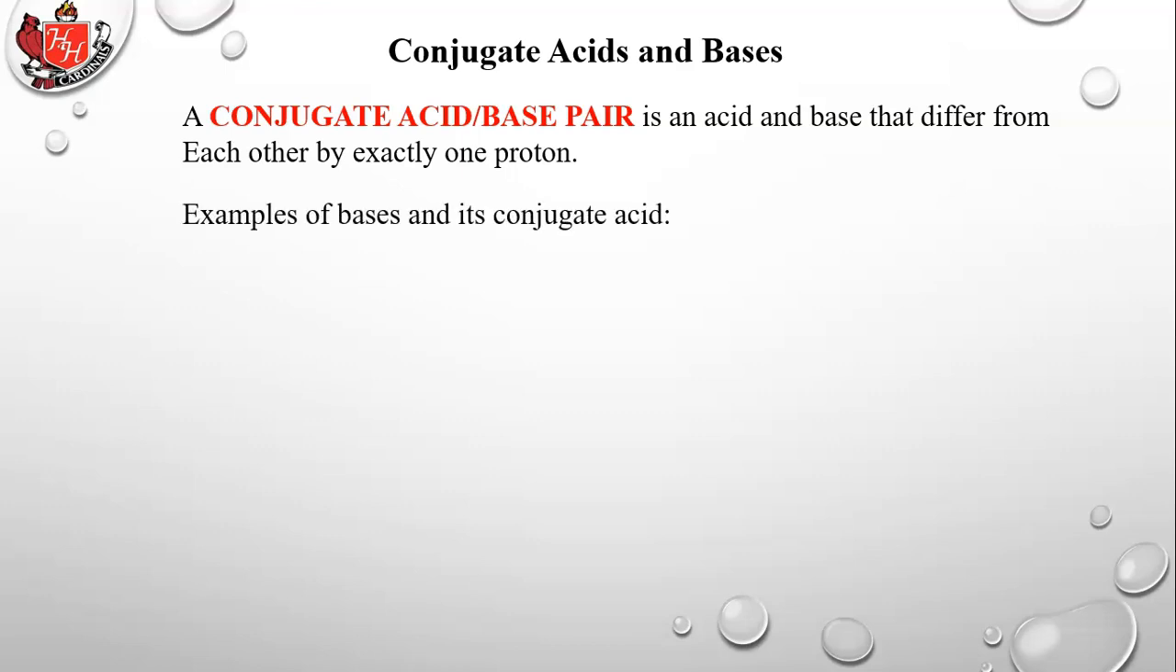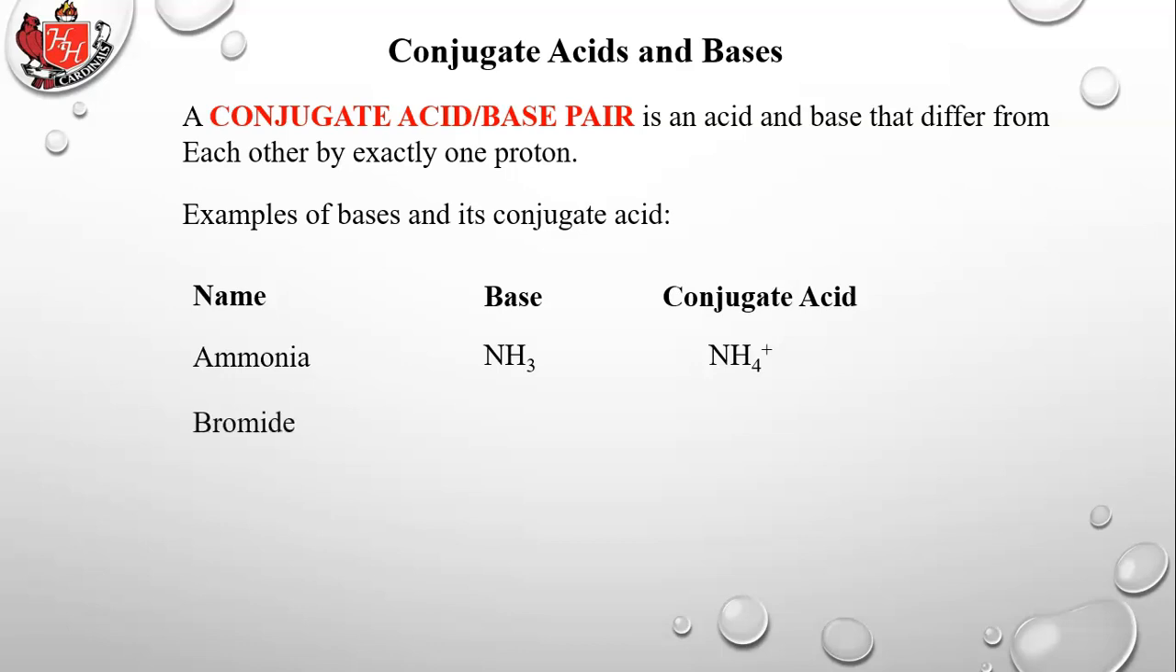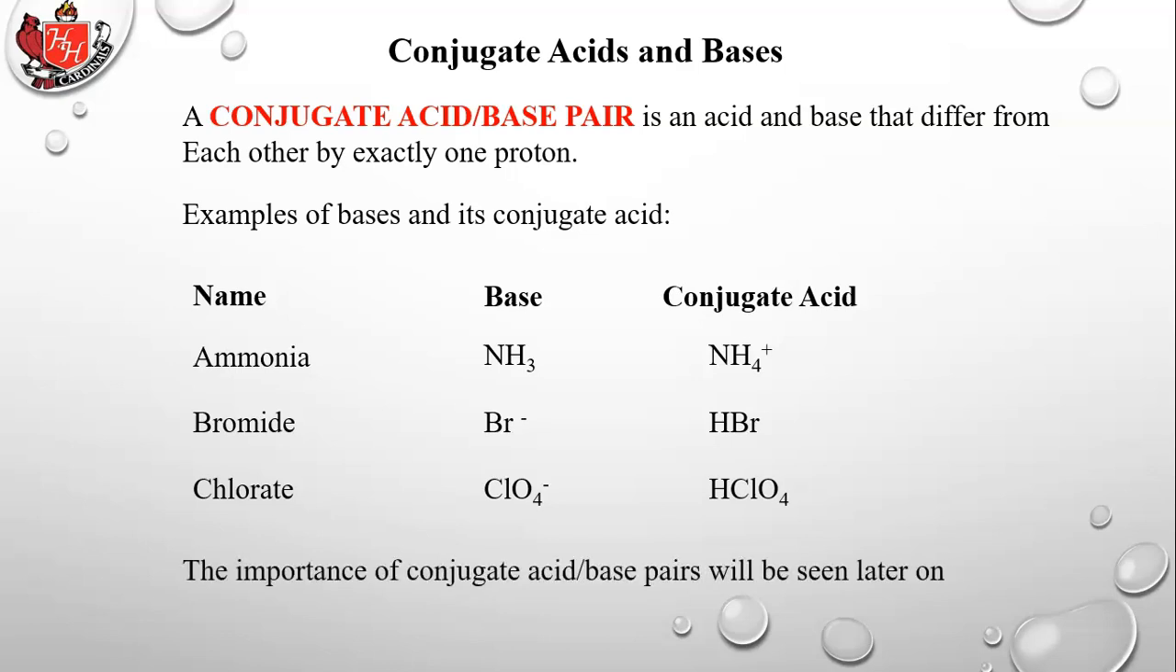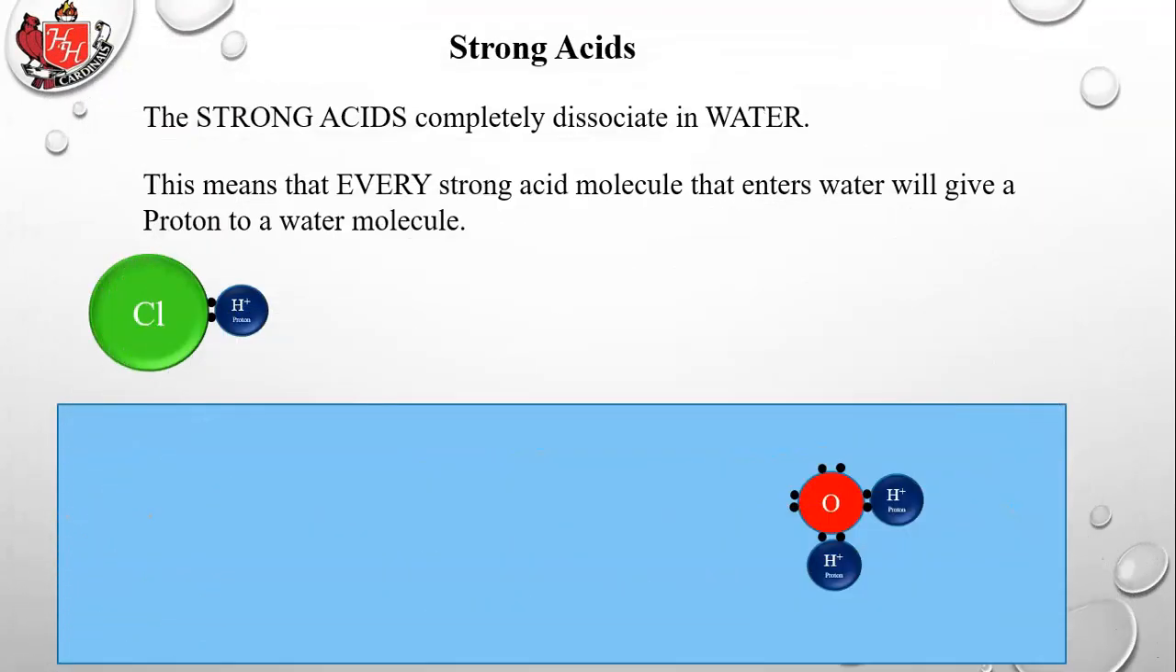Examples of bases and their conjugate acid are ammonia, NH3. The conjugate acid is NH4+ because it took on a proton. Now it has an extra proton that it can donate in the future, making it an acid. Bromide, Br-. Now if it takes on a proton, that's hydrobromic acid. So that's a conjugate acid-base pair. Perchlorate is ClO4-. It takes on a hydrogen. That makes it HClO4. The importance of conjugate acid-base pairs will be seen later on.